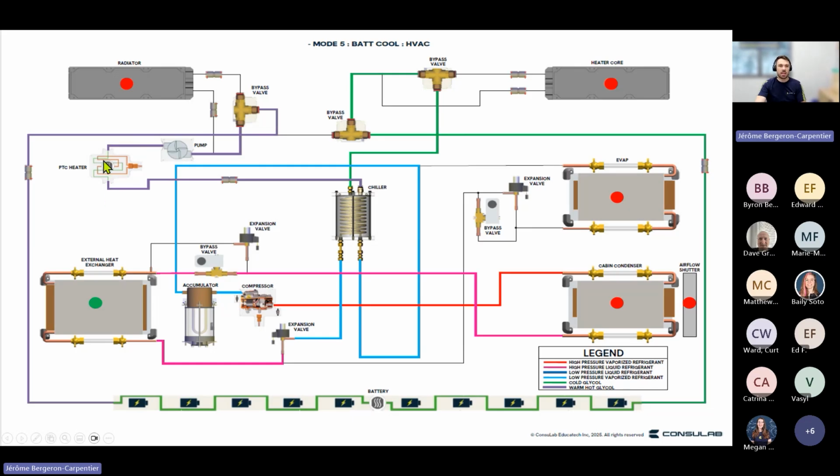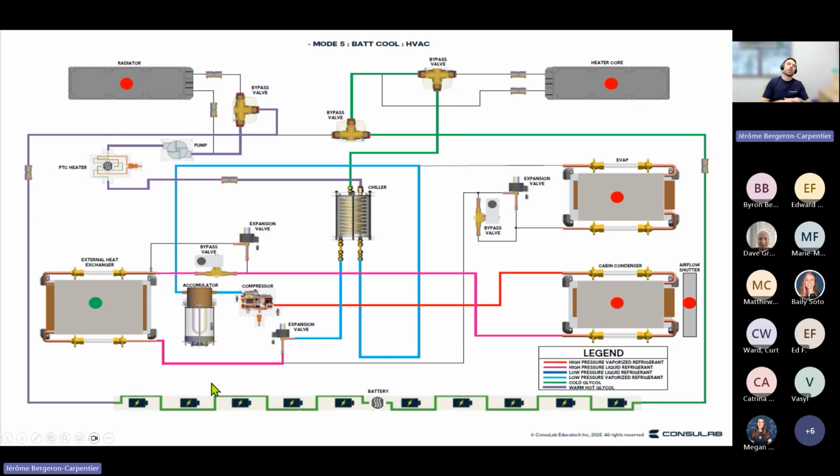We're going through the PTC, but that PTC is turned off. We're going to go inside the chiller. The glycol, the coolant, is going to be cooled. So we're going to come out of the chiller as cooled coolant, and we're going to force our way through the high voltage battery and then absorb all the heat from the high voltage battery. So all the heat's going to go back to the pump, go back to that chiller again and again and again.